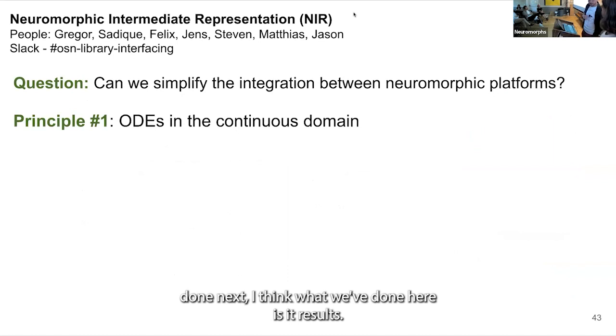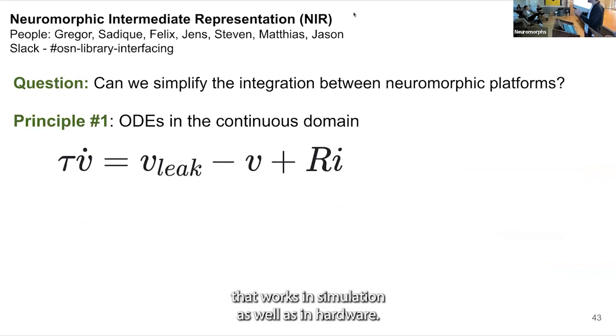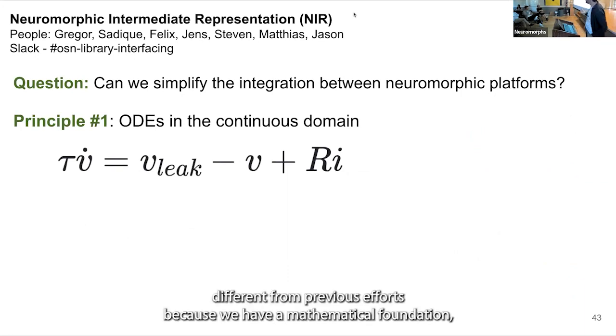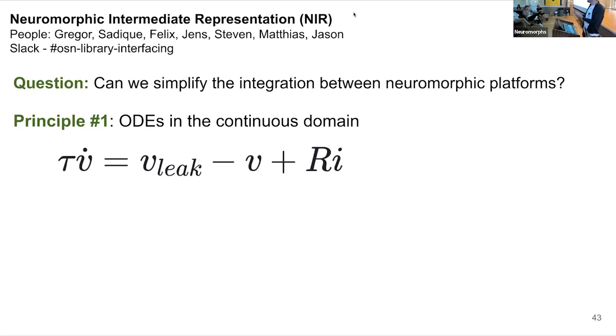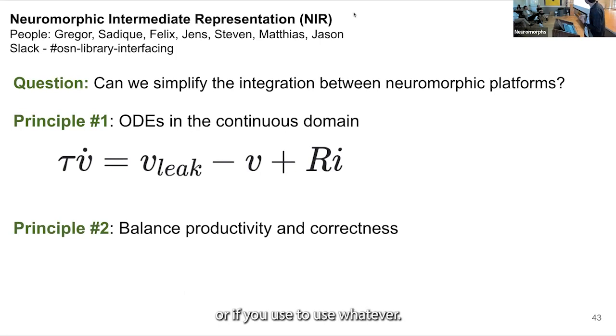So what we've done here is that we've tried to define some common primitives, some common operators that work in simulation as well as in hardware. This is different from previous efforts because we have a mathematical foundation. It's also different from what the machine learning community is doing because they don't care about ODEs and time. They care about computing primitives they can put on TPUs or DPUs, IPUs, whatever.